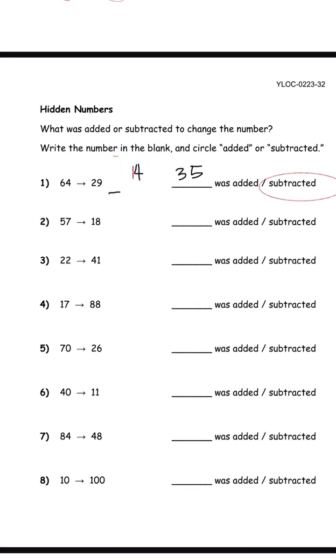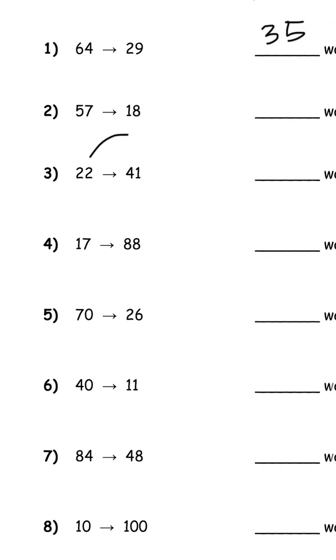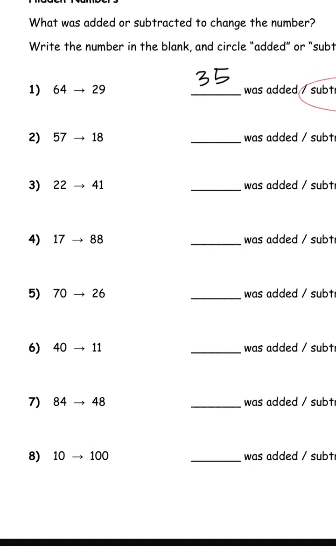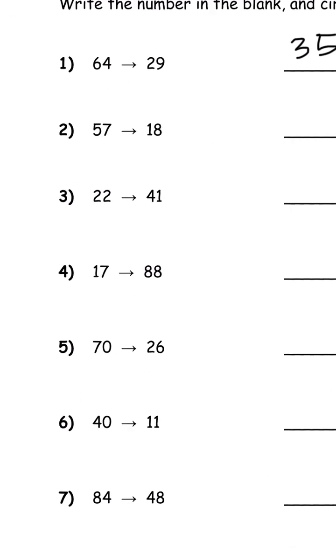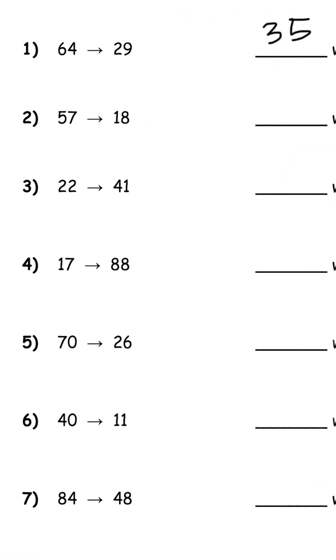Okay, now let's try number 3. We have 22 and it went to 41. So we have to find the hidden number now. But first, let's circle if it was added or subtracted. So since that's 22 and that's 41, when we look at the tens place, 4 is greater, so we know that it was added. We're gonna circle added.